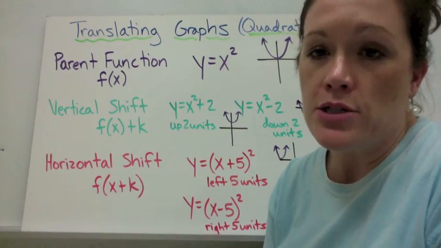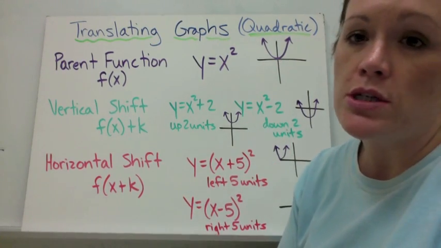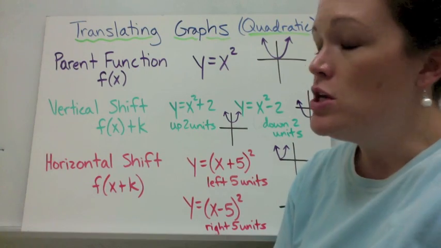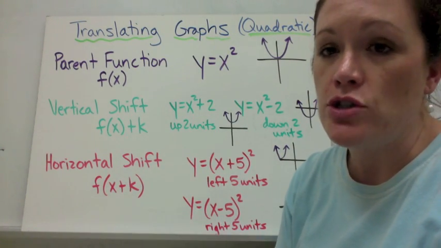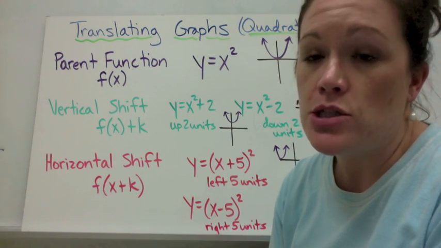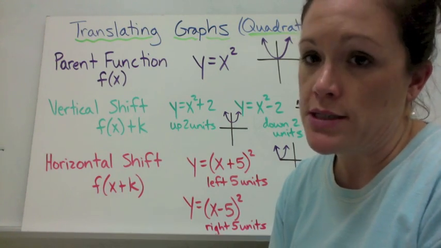It's got nothing extra. The graph of y equals x squared starts right at the origin. It's not skinny, it's not wide, nothing special. So we think of that as our parent function for a quadratic function. From there, we can tell that a graph translates. It can either have a vertical translation or a horizontal translation.